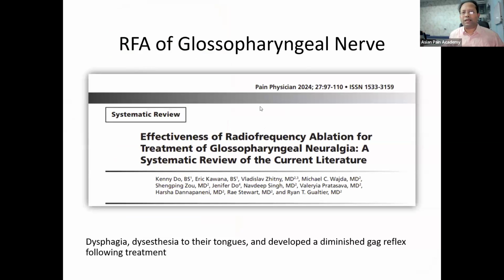So this is a paper that came in 2024. Here you can see that if you do RFA, in this paper they saw dysphagia, dysesthesia of the tongue, and a diminished gag reflex following treatment. So side effects are expected if you destroy the nerve. But of course, these were all managed within 1-2 weeks. So the patient became all right, and we also did this type of procedure. So it was manageable. So this is RFA.